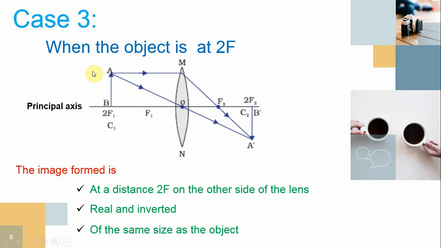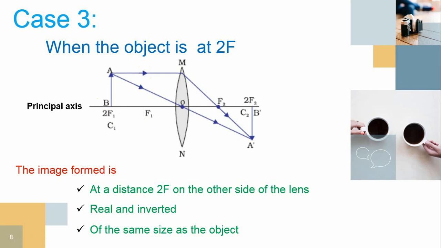The next case, when the object is at 2F. This is the F1, this is the 2F1. So here we place the object. That means AB is the height of the object. Place the object above the principal axis. So let us take a first ray. That means parallel to the principal axis, it passes through the focus. Another ray passes through the optical center.